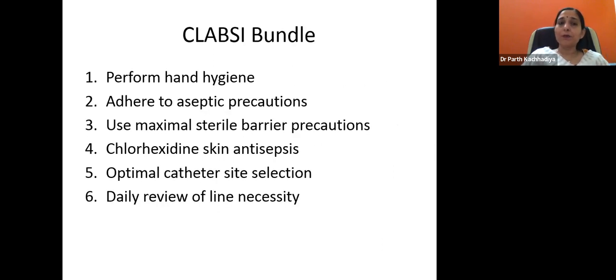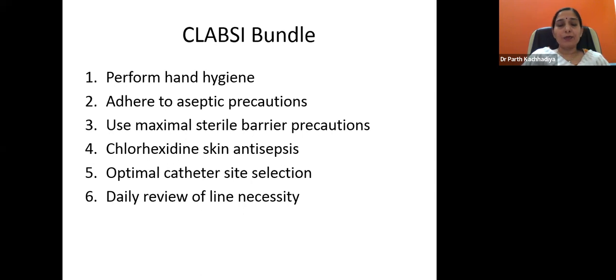What is the CLABSI bundle? Again, first and foremost is hand hygiene, aseptic precautions, sterile barrier precautions. You need to do skin antisepsis by chlorhexidine, optimal catheter site selection. Here, optimal catheter site means the site of insertion, which you have to preferably take as the jugular or subclavian, and the least preferred is the femoral. The femoral is prone to get infected very early as it is near the inguinal region or the perineal region of the body, so it becomes very much dirty.